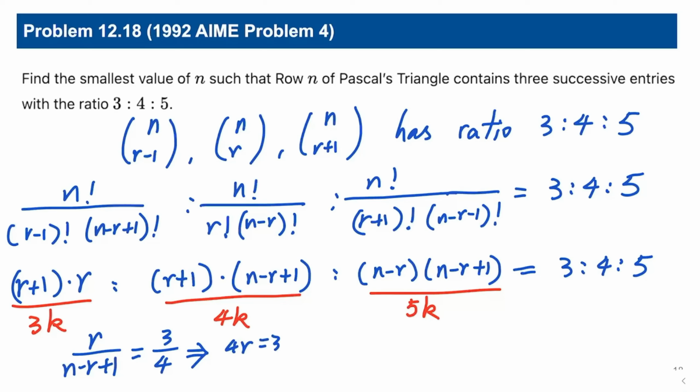4r equals 3n minus 3r plus 3. 7r minus 3n equals 3. One equation about r and n.